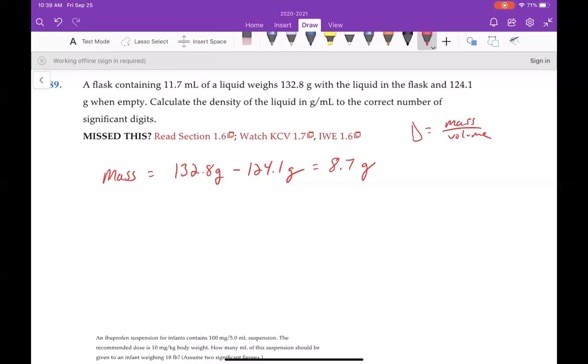So now I have to report this to the proper sig figs. We're subtracting, so we need to go off of decimal places. This has one decimal place. This has one decimal place. I'm going to report my answer to one decimal place, which in this case is just 8.7. So we're good here. If I needed to report a second decimal place, just hypothetically, but the calculator only says 8.7, then you need to add a zero. You need to say 8.70 in order to actually represent your significant digits. So there's our mass.